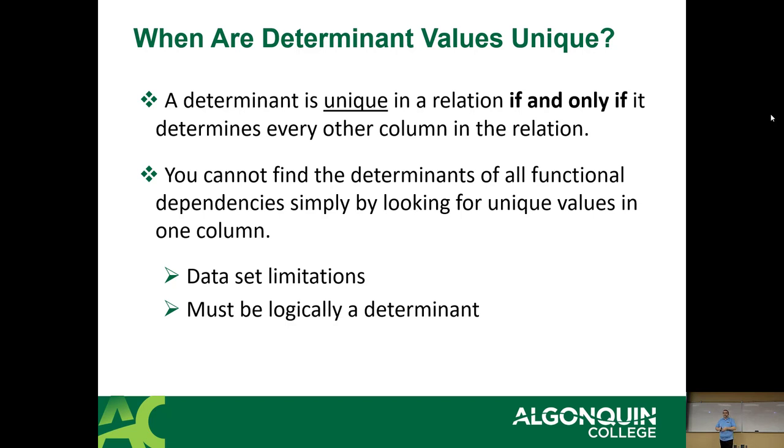All right, so when are determinant values unique? A determinant is unique in a relation if and only if it determines every other column in the relation. In other words, remember how up till now we talked about keys? Yes and no. A determinant becomes an identifier, which becomes a primary key.